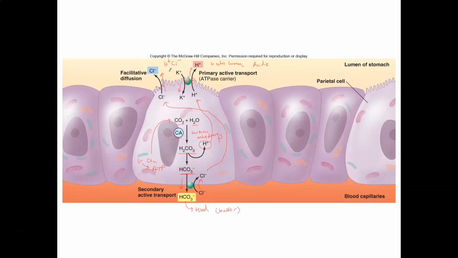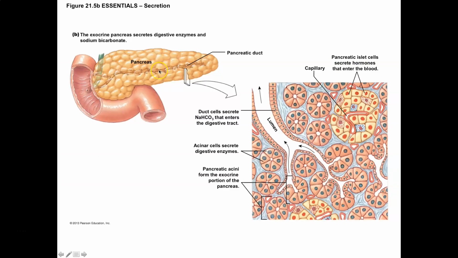Another type of secretion to take a look at is bicarbonate secretion that we see coming from the pancreas. The pancreas is actually producing bicarbonate, and that bicarbonate is moving into the small intestine. The reason that the pancreas does this, this is the small intestine in the diagram right here. And so the pancreas is moving bicarbonate, so we have bicarbonate moving into the small intestine.